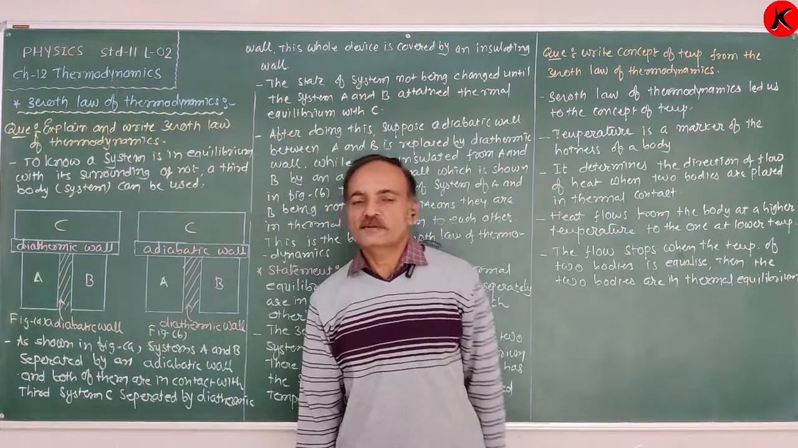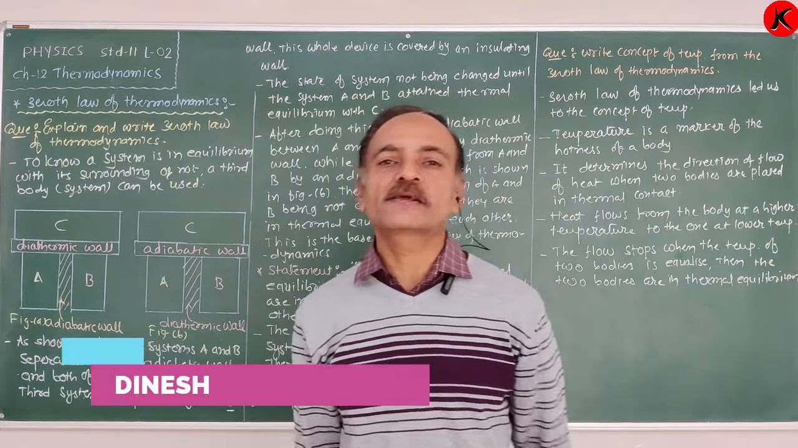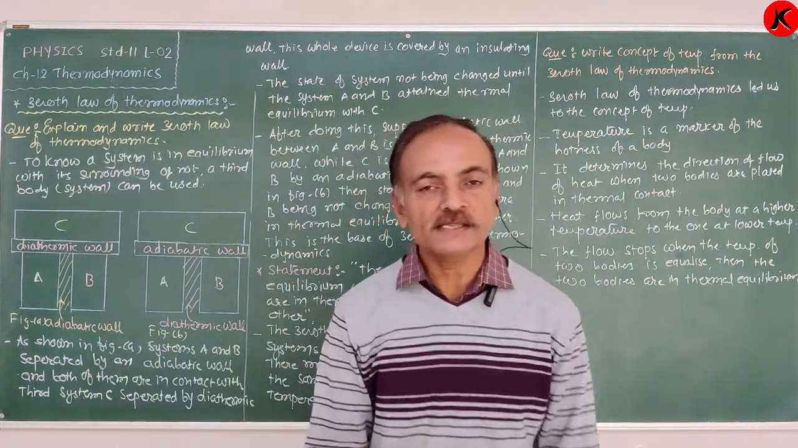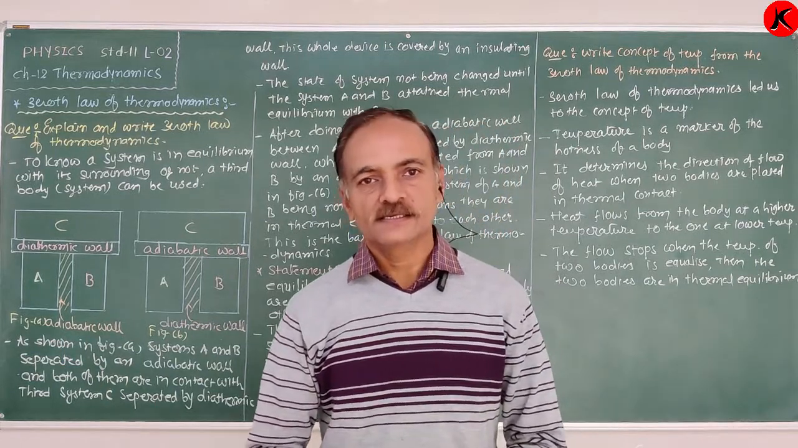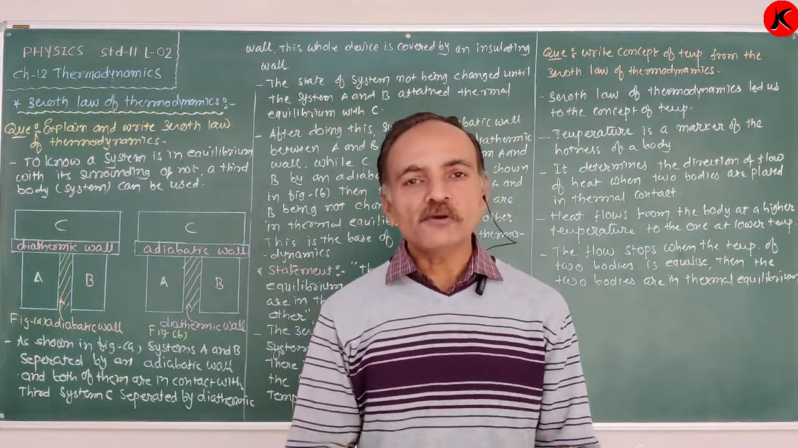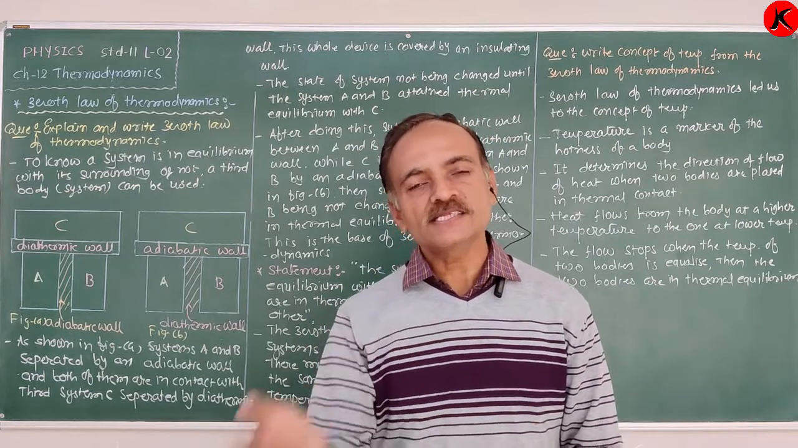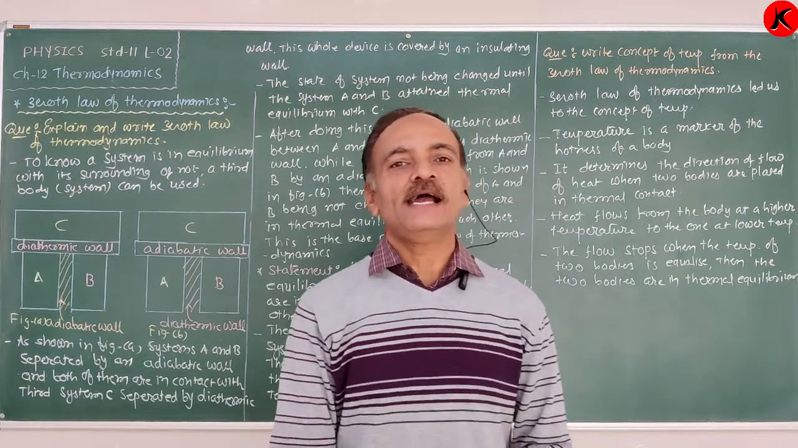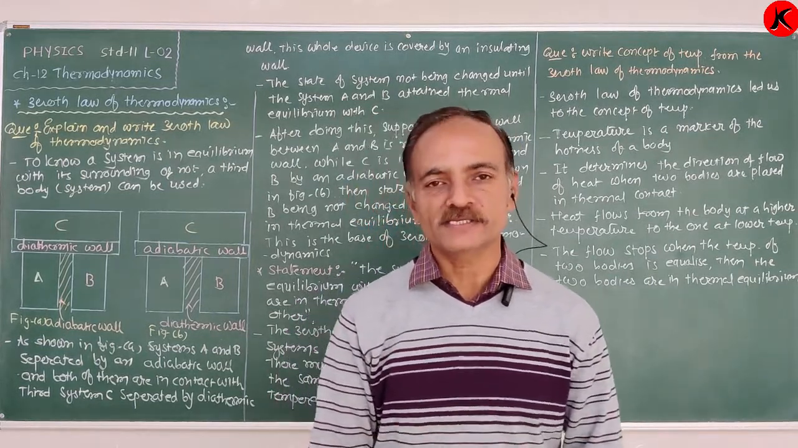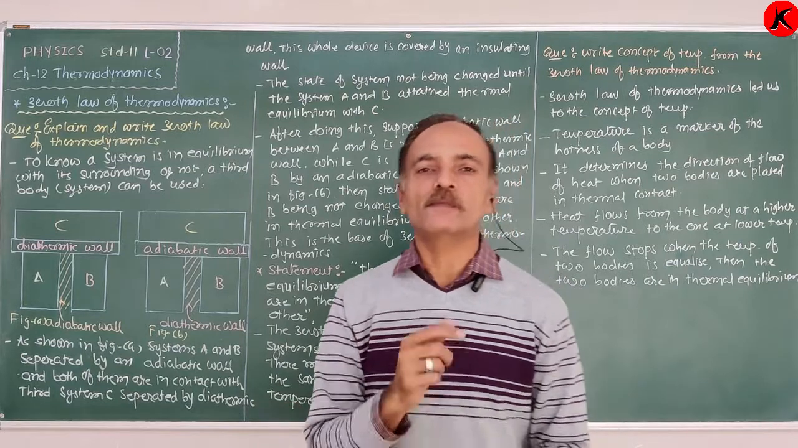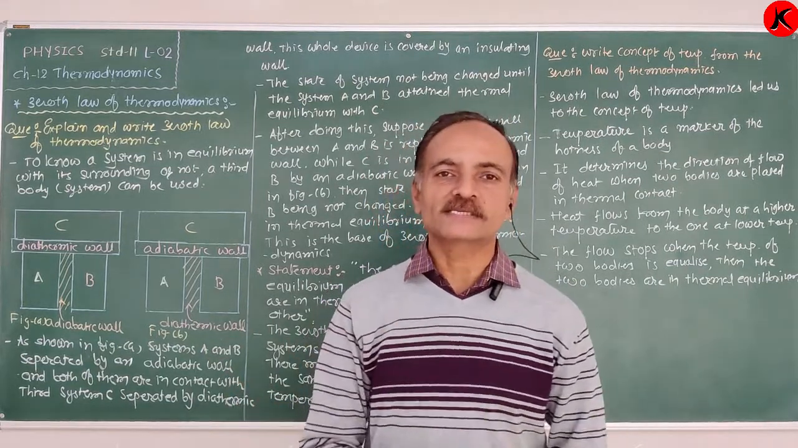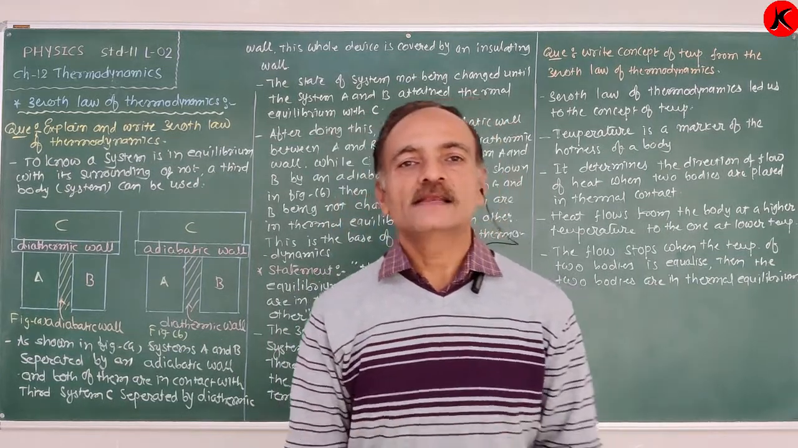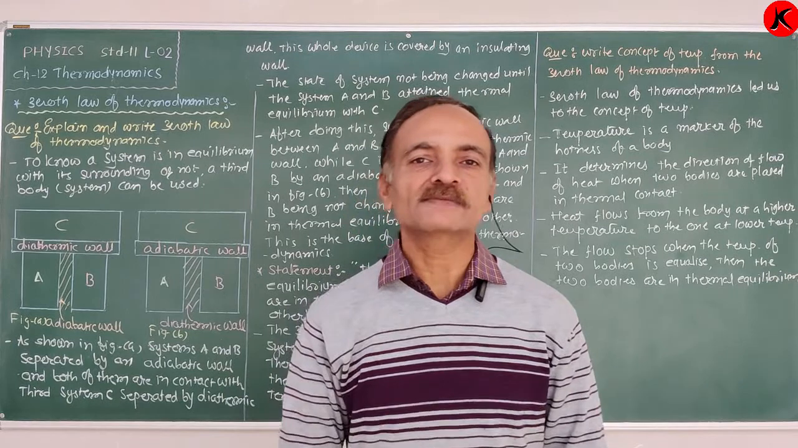Good morning friends. In thermodynamics we already discussed thermal equilibrium. Thermal equilibrium means that if two systems are kept in thermal contact with each other, heat flows from one system to the other. One system is at a higher temperature and the other is at a lower temperature, so heat flows from higher to lower temperature. This flow of heat takes place till the temperature of both systems becomes equal.